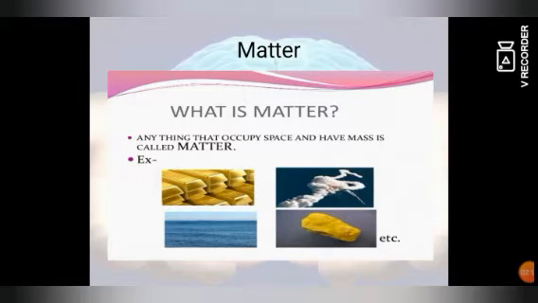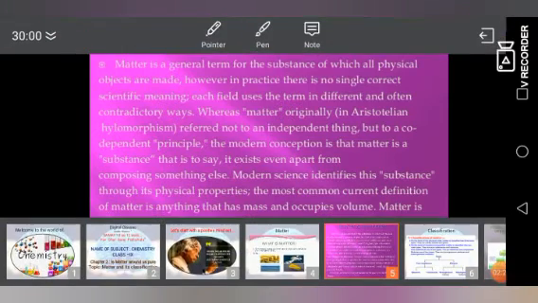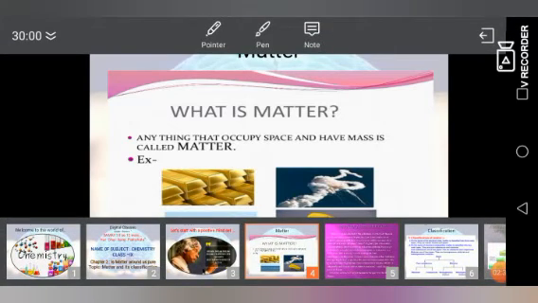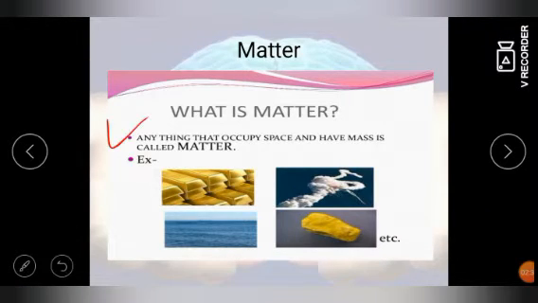Okay, so let's start. Matter, you are now very familiar with this word. What is matter? It is anything that occupies space and has mass. For example, gold is matter, any gas is matter, smoke is matter, any solid substance is matter, water is matter. These are solid, these are liquid, these are gas. These are different examples of matter that we already studied in chapter 1.